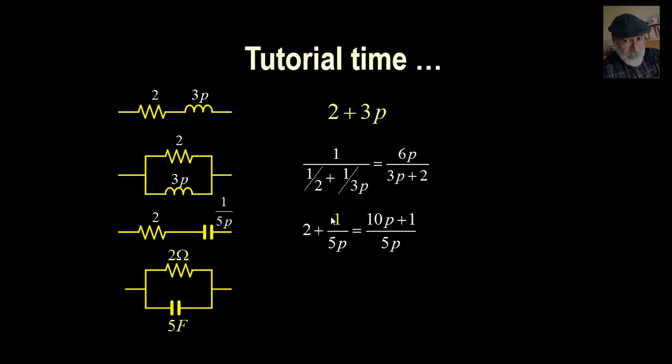One last: 2 ohm resistor in parallel with a 5 farads capacitor. The 2 ohm resistor continues to be a 2 ohm resistor, but the 5 farads is 1 over 5p. Parallel is the inverse of the sum of the inverse of 2 plus the inverse of 1 over 5p. Evaluate, simplify, that's the impedance in the p domain of that branch.